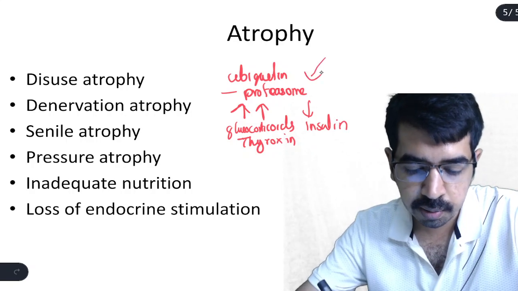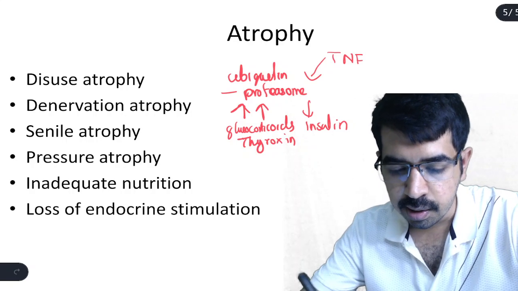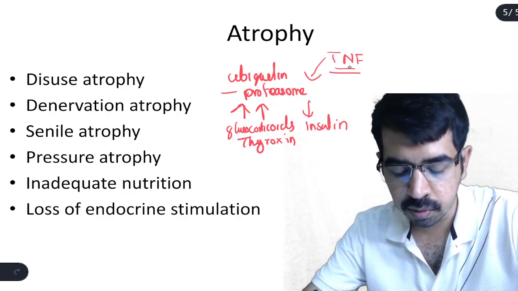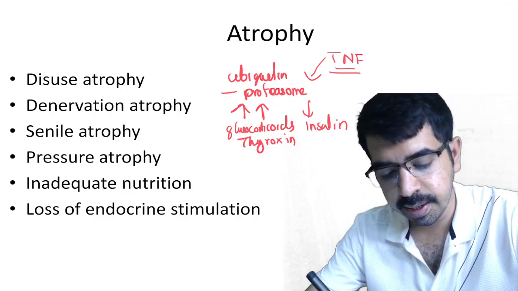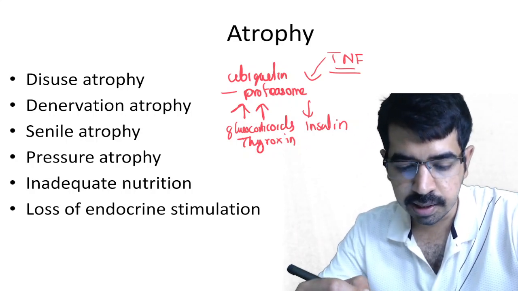Also, we know that inflammation and cancers, etc., can cause liberation of cytokines like tumor necrosis factor. This tumor necrosis factor can accelerate degradation by ubiquitin and proteasome. So, cachexia can occur in inflammation and cancer.